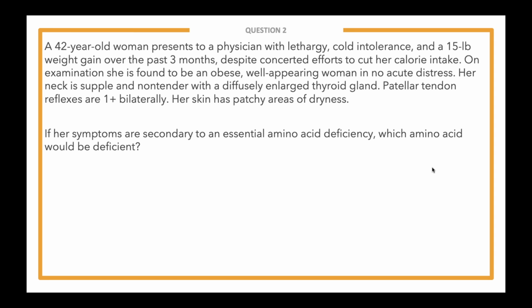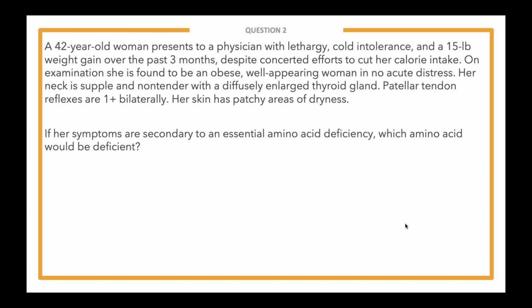A 42-year-old woman presents to the physician with lethargy, cold intolerance, and a 15-pound weight gain over the past 3 months, despite concerted efforts to cut her calorie intake. On examination, she is found to be an obese, well-appearing woman in no acute distress. Her neck is supple and non-tender, with a diffusely enlarged thyroid gland. Patellar tendon reflexes are 1+ bilaterally. Her skin has patchy areas of dryness. If her symptoms are secondary to an essential amino acid deficiency, which amino acid would be deficient?